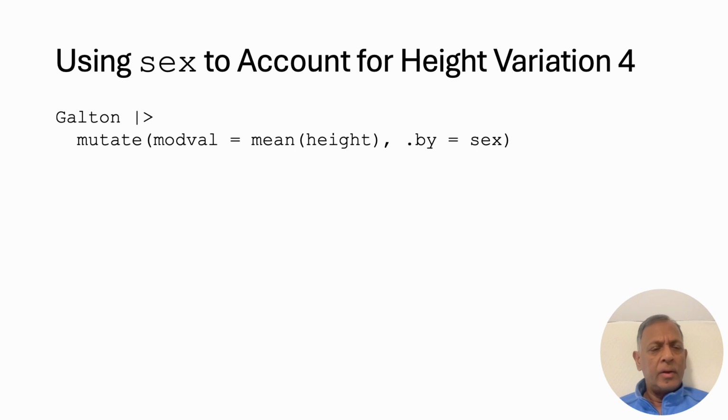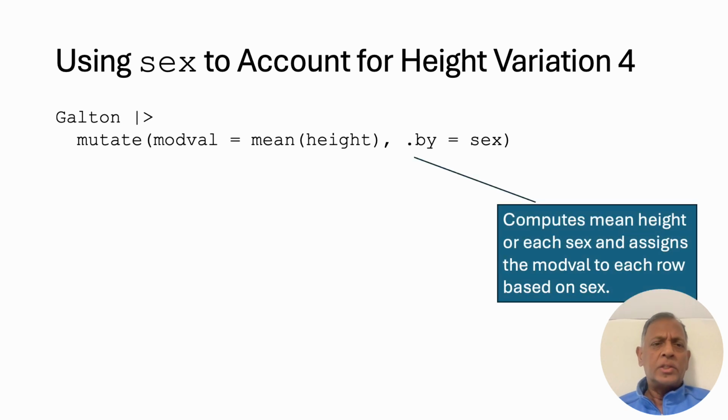Okay, and so let's do one thing. Let's add that model value as a column to our data set. So we say Galton mutate. Remember, the function mutate is what we use to add a column. So now we say mutate mod val, standing for model value, equals mean of height, and we say .by equals sex. In other words, if the person is a male, then mod val will have a value which is the mean height of males. If the person is a female, then mod val will have the value which is the mean height of females.